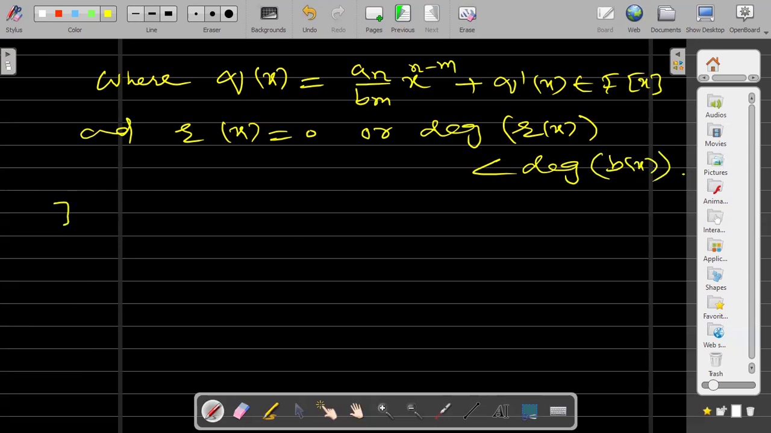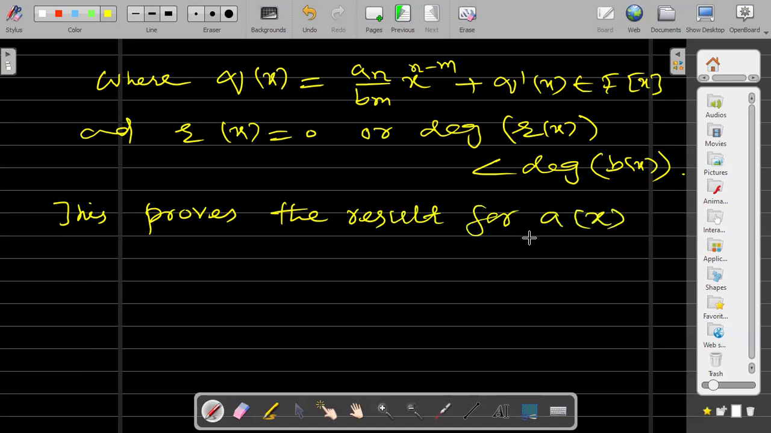This proves the result for a(x) also. After this, there is uniqueness, that's simple. Uniqueness. Okay.